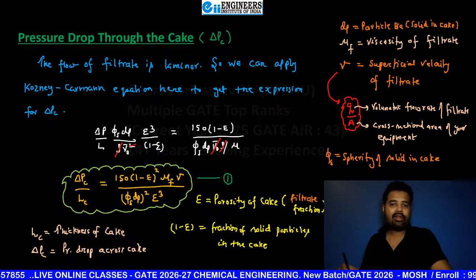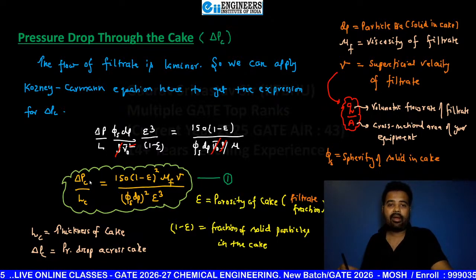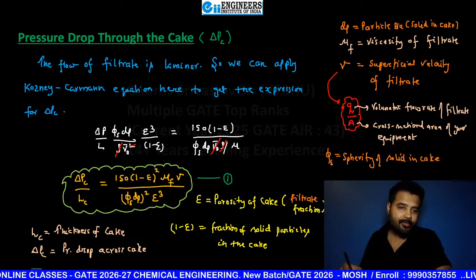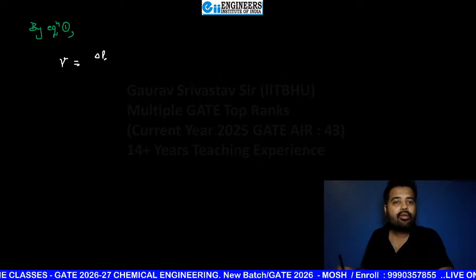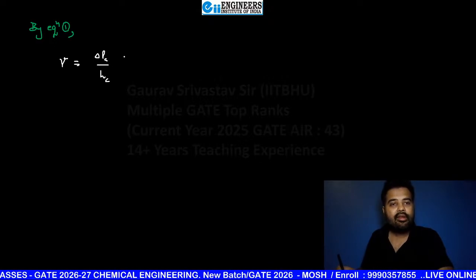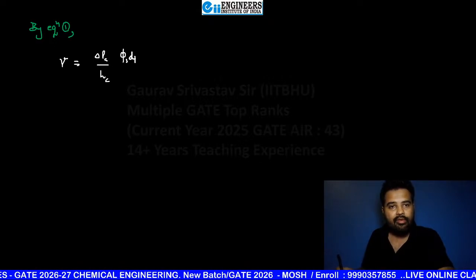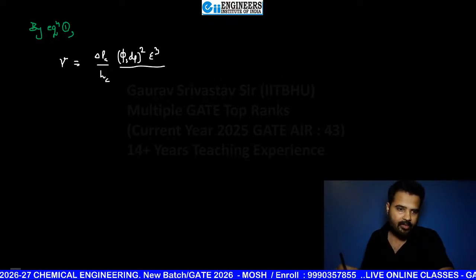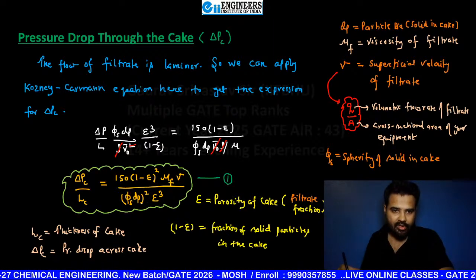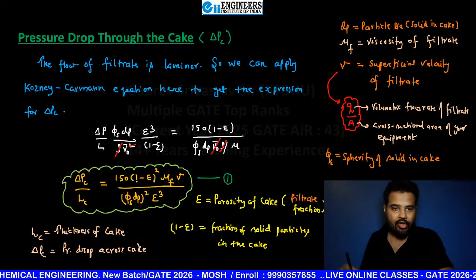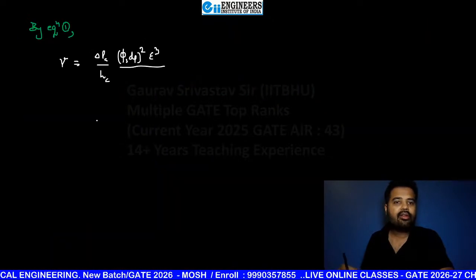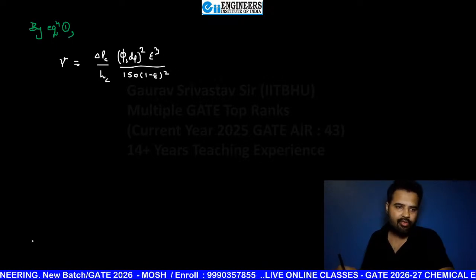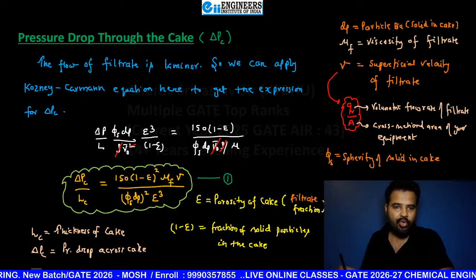So V will be equal to delta P_c by L_c, and then phi is d_p square, and epsilon cube is also here, in the numerator. And in the denominator, 150, (1 minus epsilon) square, and mu f.